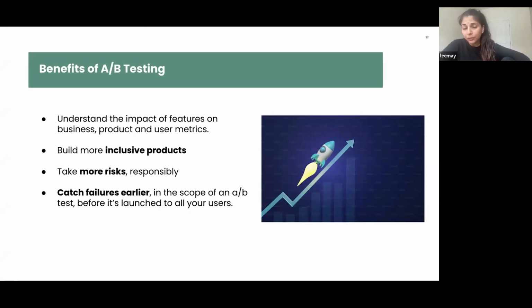And then also another benefit of A/B testing is catching failures earlier. In the scope of an A/B test, before it's launched to all your users, you may be able to catch degradations or issues in your system design or some engineering defect before it's exposed to everyone.